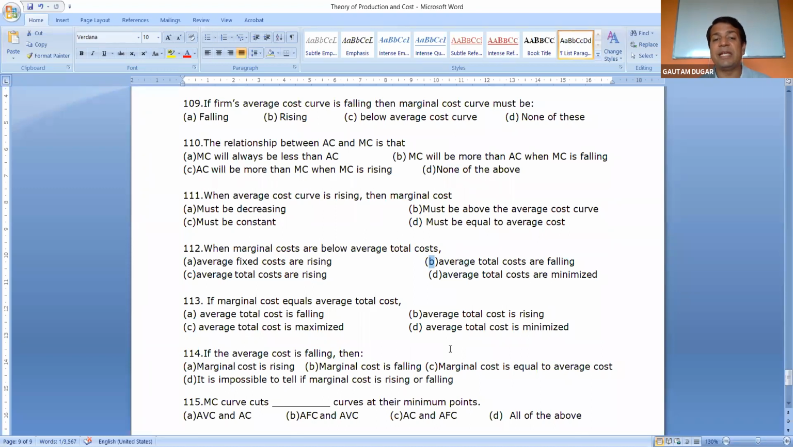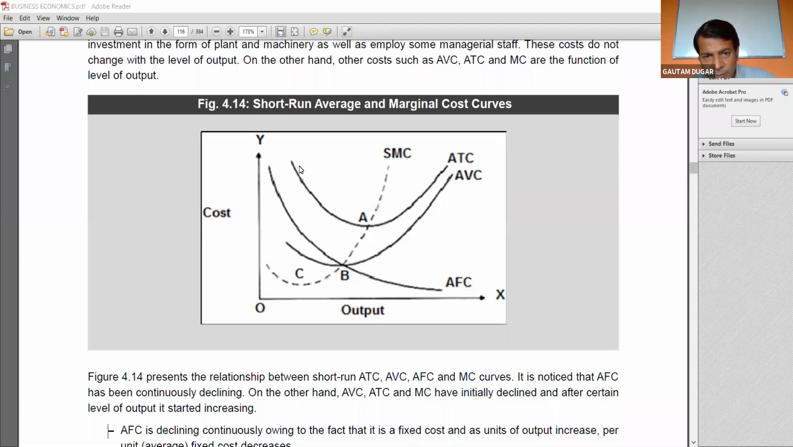Why? Because when AC is falling, MC may be rising, may be falling, may be equal. Just look at this diagram, again on the board. When AC is falling at this position, please look at my cursor movement. When AC is falling, marginal cost may be falling, may be rising. That's the point. Or it may be equal to AC. So for 114, all of these can be correct answers.